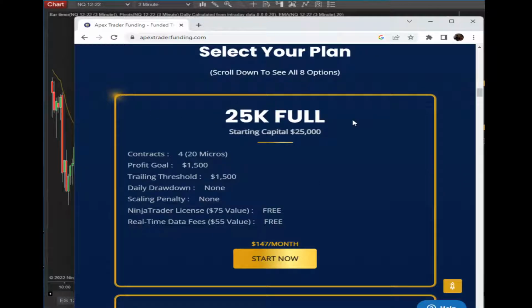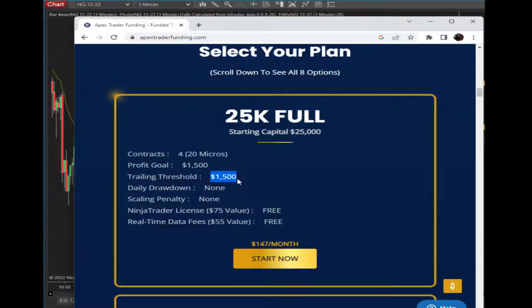Let's just take a look at the first one. $25,000 full capital account. What this gives you is four contracts. In the combine, your profit goal is 1500, and your trailing threshold is 1500. So basically, you have 10 days, always a minimum of 10 days, to make $1,500. If you lose $1,500, you break the rule and you're eliminated from the combine. But what you can do is reset it.